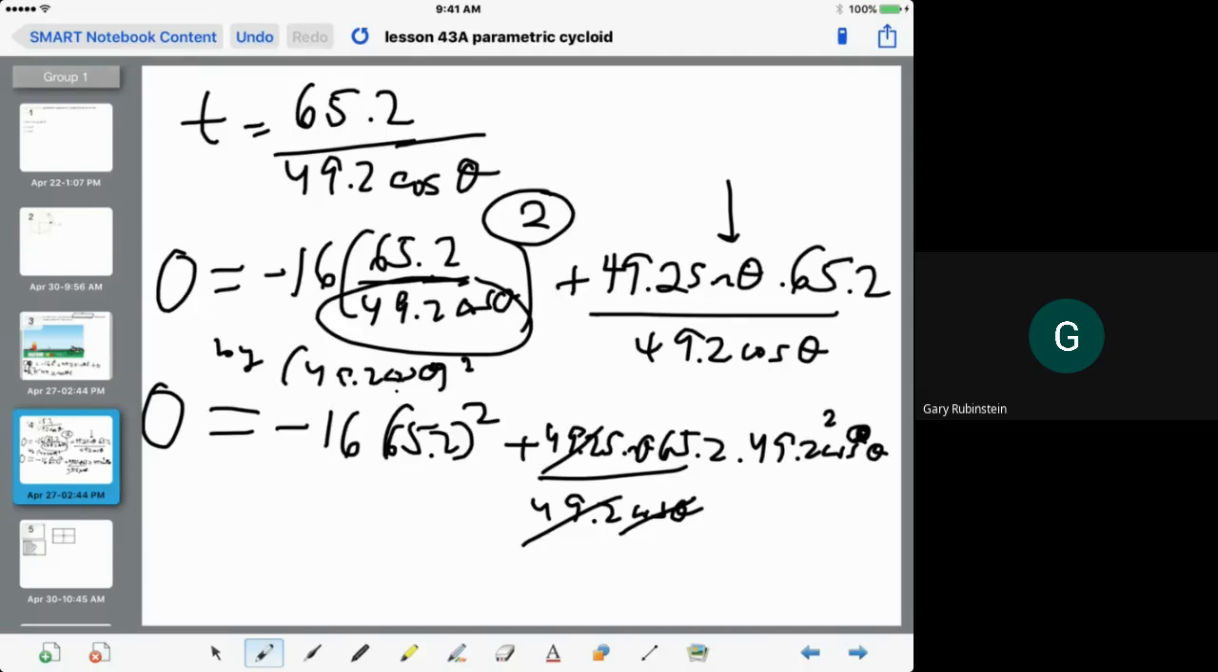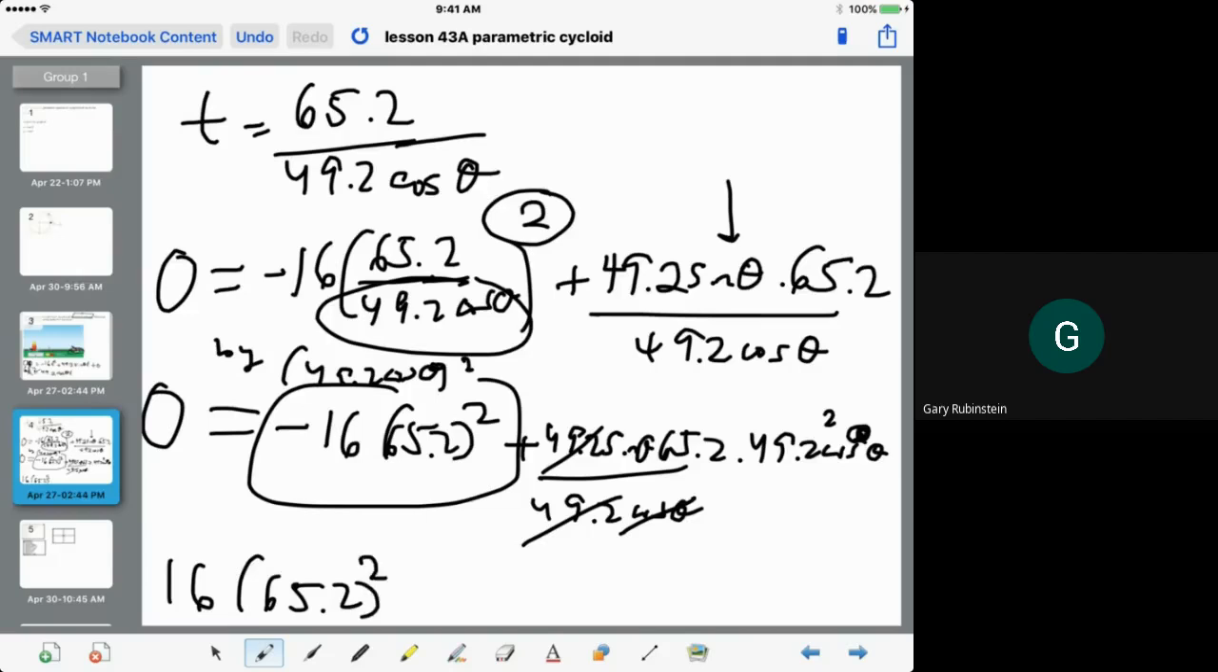And if I move this minus 16 thing over to the other side, I get 16 times 65.2 squared is equal to 65.2 times 49.2 squared. This sine theta is still there.